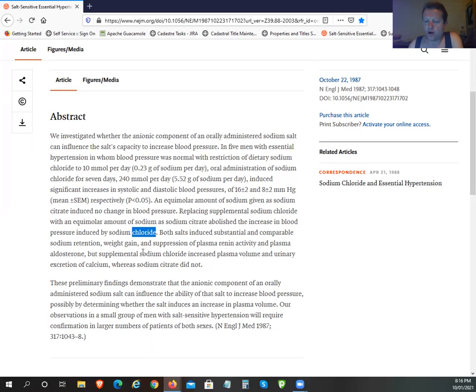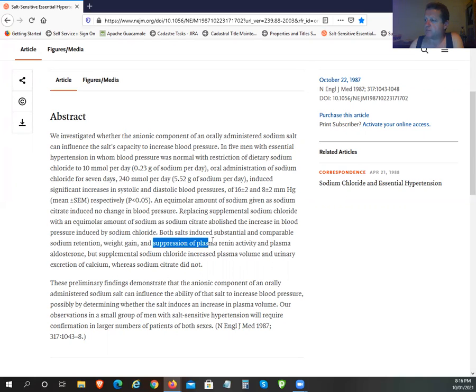Now we know we need chloride for our stomach acid, low pH, and there is a pH issue related to that, but I'm not going to go into the biochemistry. This is just to go into the relationship between how it interacts with beta cells. But both salts induce substantial comparable sodium retention, which, if somebody's highly insulin resistant, they're going to have some sodium retention. We know that happens. Weight gain, we know that happens.